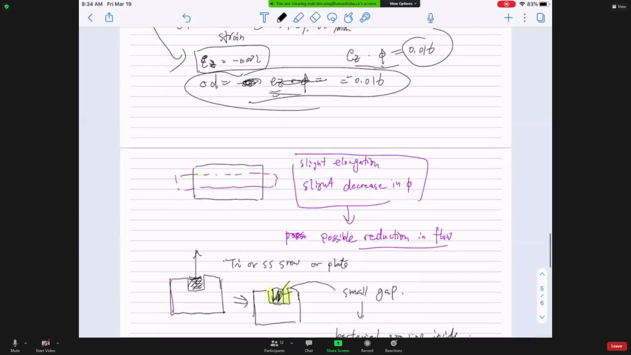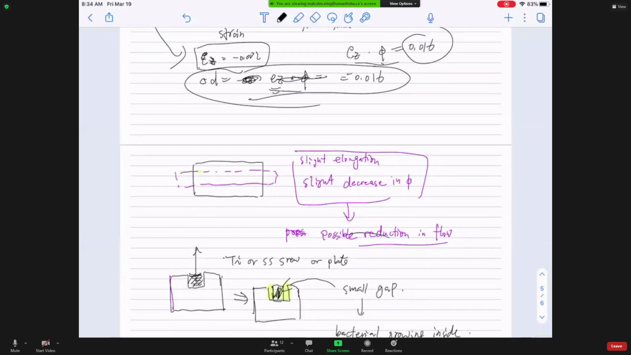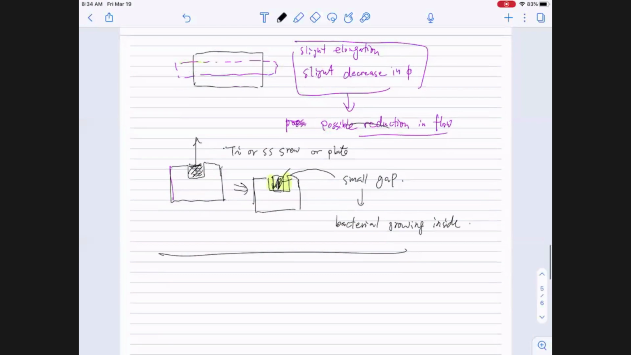Okay, the possible reduction flow. And meanwhile, also think about if we give a force in a bone implant or in some tooth filling materials. If we give a tension force, we have a gap. This gap will lead to bacteria growing inside. So here we have more examples to calculate.